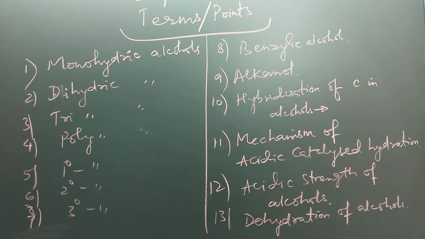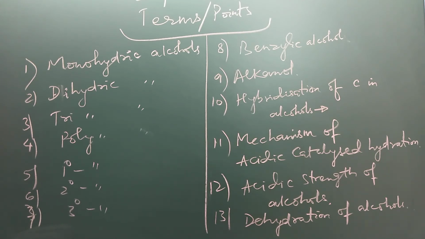Next, the mechanism of acid catalyzed hydration. During the acid catalyzed hydration, the first step is the protonation of alkene, which forms a carbocation. The next step is the nucleophilic attack of water on the carbocation, and the third step is the elimination of a proton to form alcohol. So these are the steps of acid catalyzed hydration of alkenes to form alcohol.